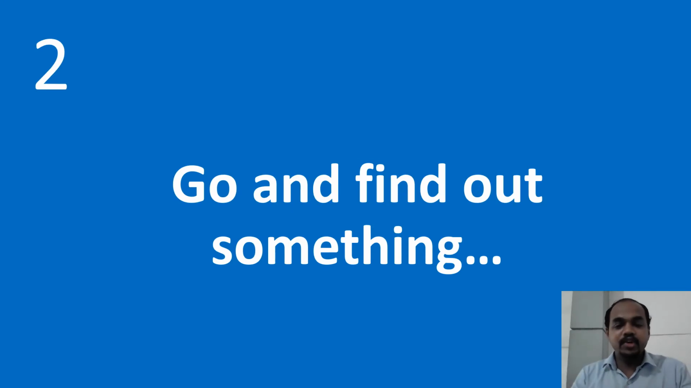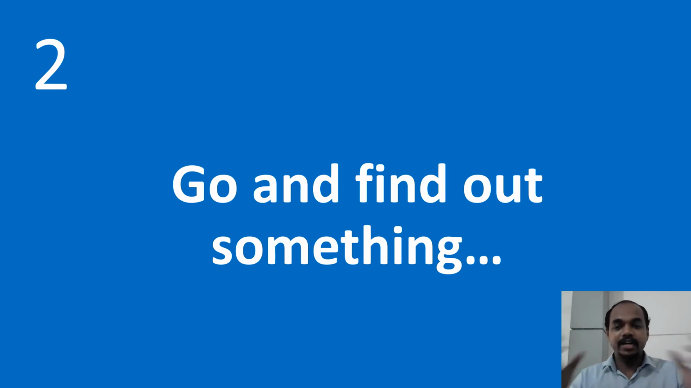And the second game we call it as go and find out something. Here the facilitator asks participants to go and find some objects and display it before the camera. For example, the facilitator host says go and find something green. So you have to look around and see. For example, I am bringing a green pen. So I found something green.